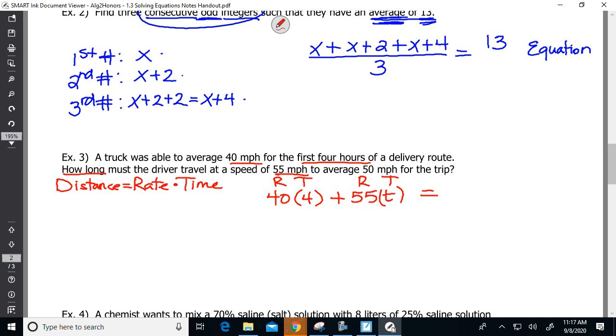Equals, he wants to average 50 miles per hour for the whole trip. So that's 50 miles per hour times his total time. He spent 4 hours plus however long he was driving 55 miles per hour, 4 plus t. So that's your average speed, and its total time.